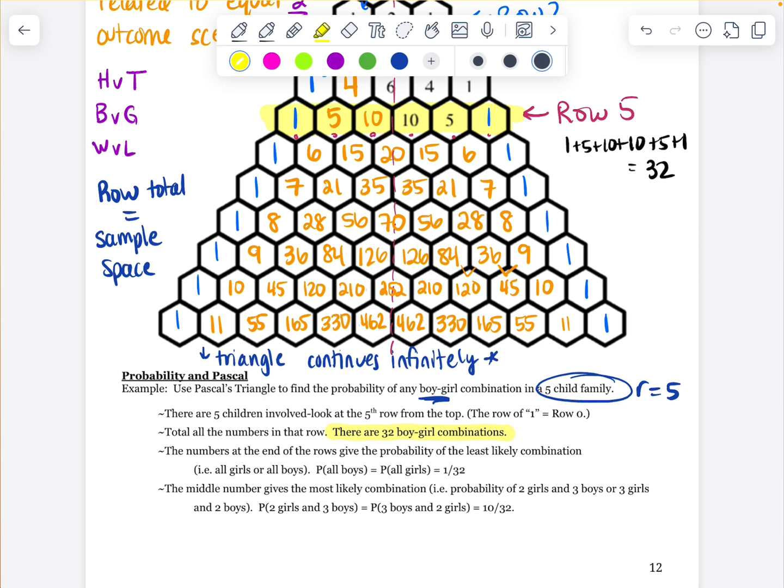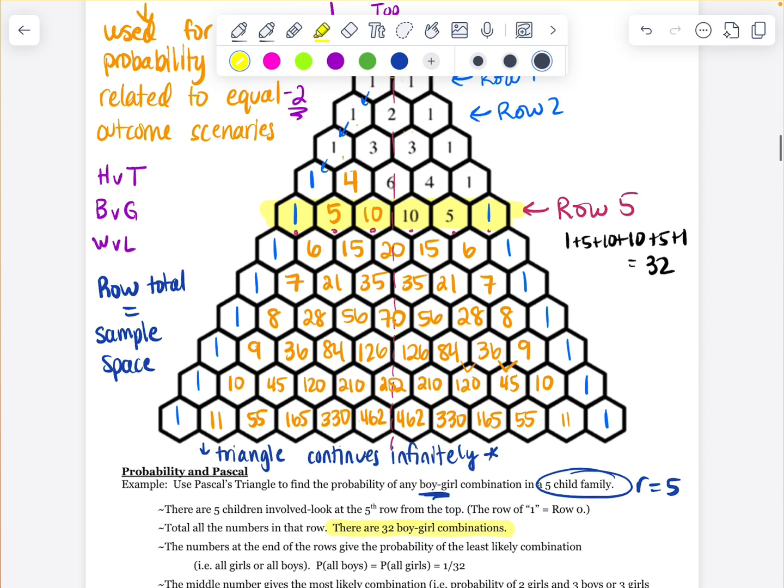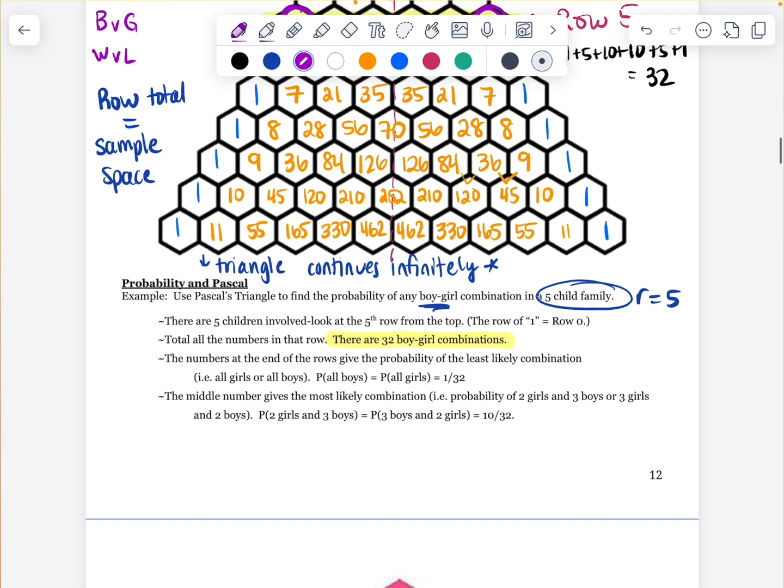So the numbers at the end, here's what's really interesting about the triangle. The numbers at the ends are the least likely combination, because here's what you want to think about. In fact, I'm going to write this down here. You know how it's 1, then 5, then 10, then 10, then 5, then 1.